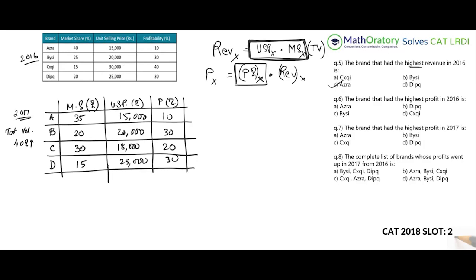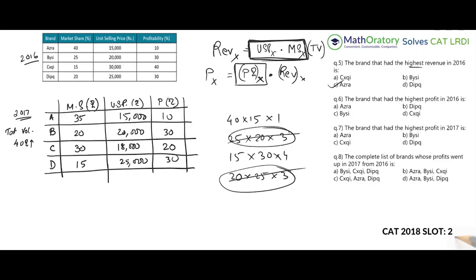So for A, we have 40 into 15 into 1, right? I'm ignoring all the zeros, since it's just comparison. Next one, we have 25 into 20 into 3. Next one, 15 into 30 into 4. Next one, 20 into 25 into 3. See, again, the same thing. These two are the same value, right? Ignore them, because you don't have such an option, B or D, C or D. So both cannot be the answer.